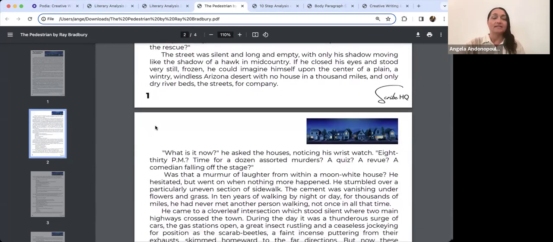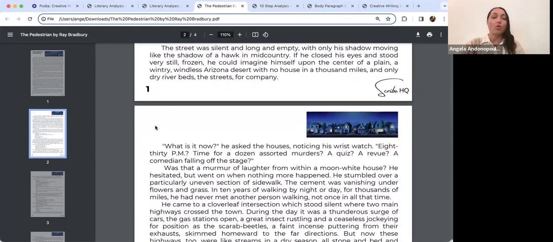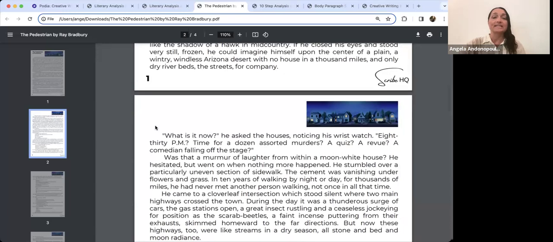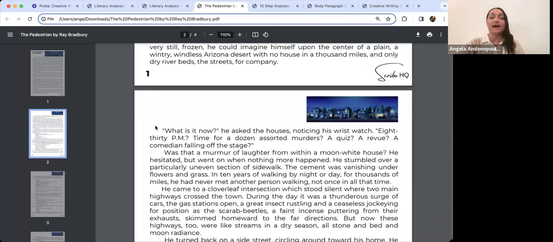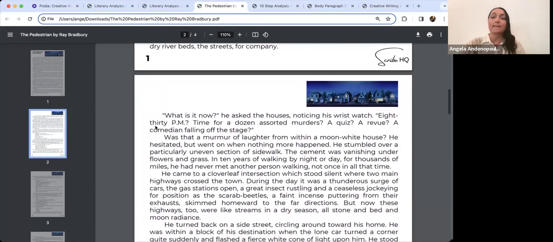The street was silent and long and empty, with only his shadow moving like the shadow of a hawk in mid-country. If he closed his eyes and stood very still, frozen, he could imagine himself upon the centre of a plain, a wintry, windless Arizona desert with no house in 1,000 miles and only dry riverbeds, the streets, for company.